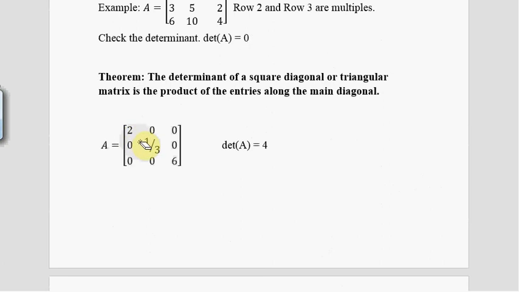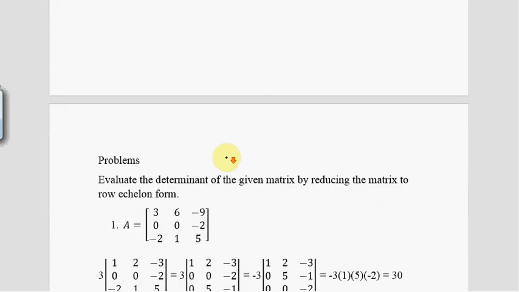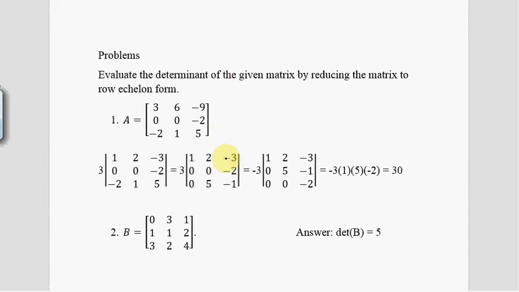And so here, this is a diagonal matrix, and so the determinant is just 2 times 1/3 times 6, you just get 4. Okay, here's the problem. Evaluate the determinant of a given matrix by reducing the matrix to row echelon form. What I wanted to do here was just to put my steps in here so that you can see the flow of what we're trying to do.